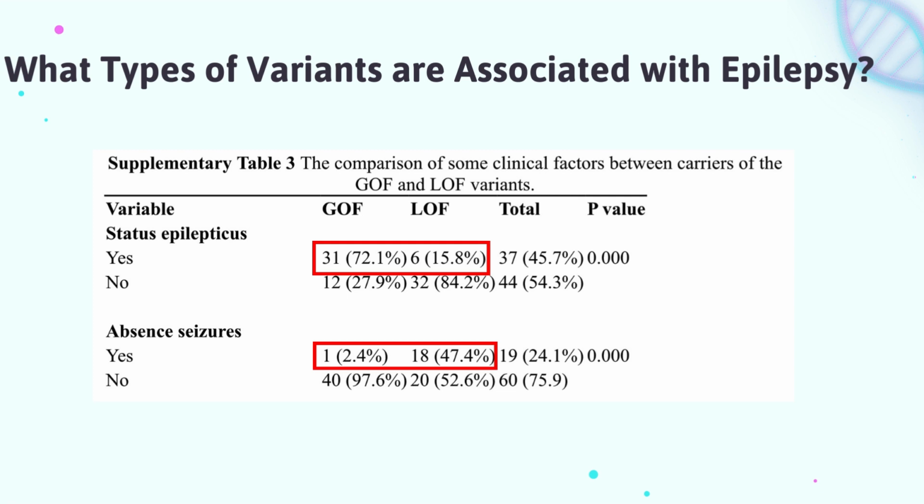The researchers also looked into specific types of epilepsy. One type is status epilepticus, which is defined by seizures lasting longer than 5 minutes or without a break in between. Another type of seizure they analyzed were absent seizures, which result in sudden lapses of attention or consciousness. They found that status epilepticus was more common in gain-of-function variants, and that absent seizures were much more common in loss-of-function variants.